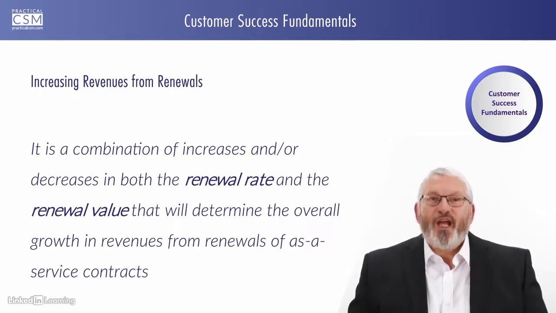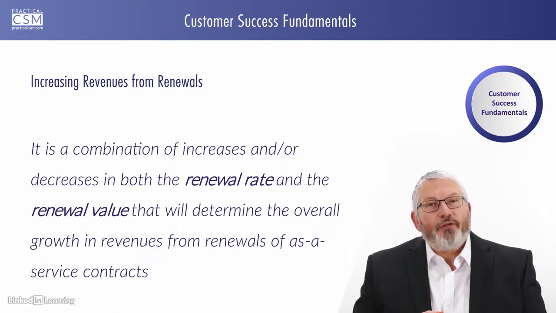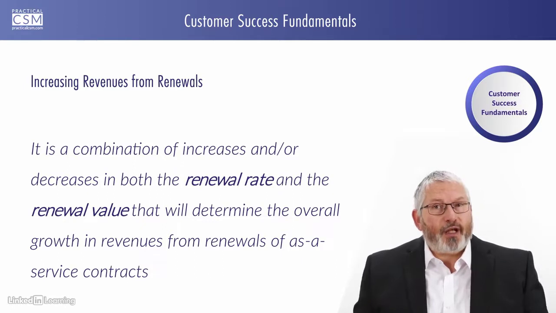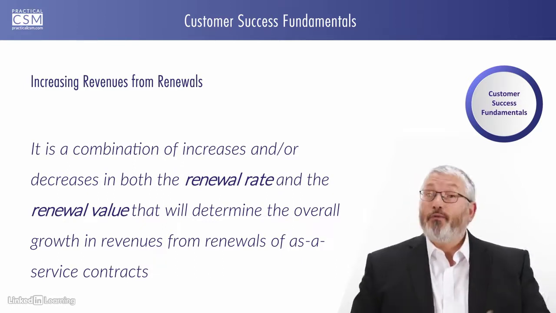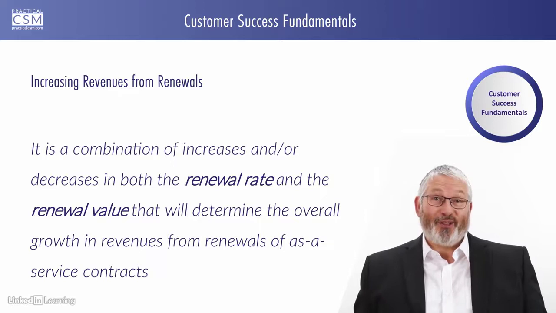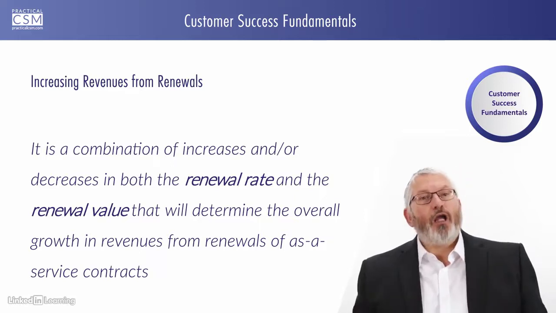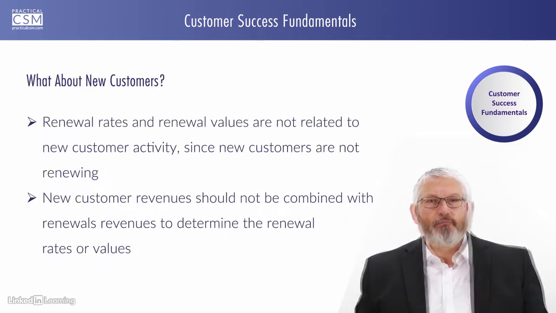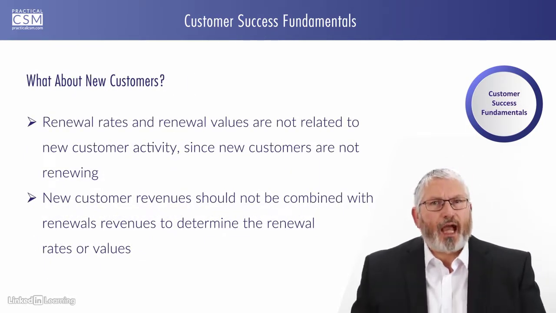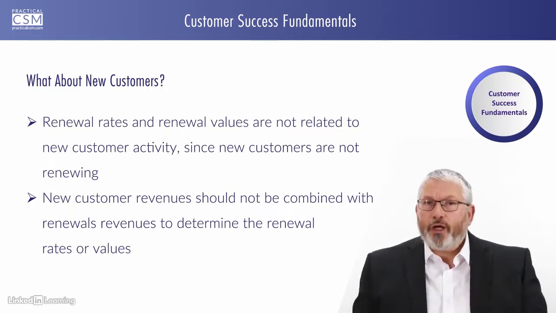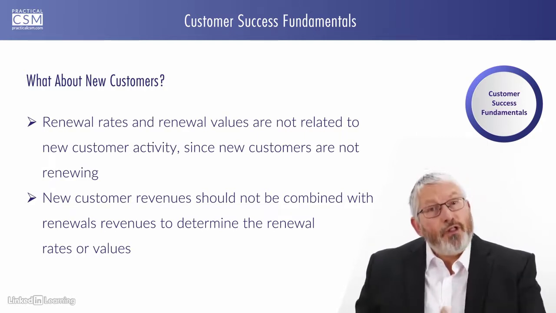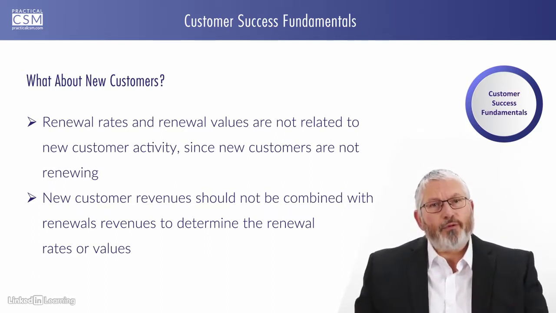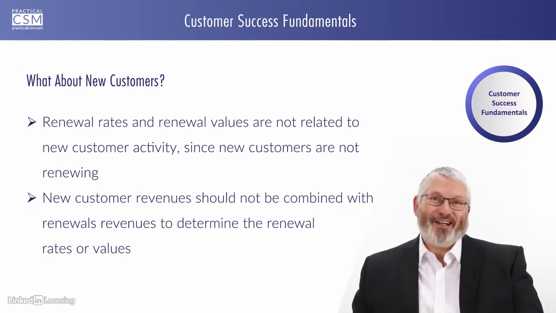So in summary, for contract renewals, it is a combination both of increases and or decreases in the renewal rate, i.e. the percentage of existing customers who renew their contracts, and the renewal value, i.e. the amount of revenue that contracts are renewed for, that will determine the overall growth in revenues from renewals of as-a-service contracts. Of course, this does not take into account new customers coming on board, since new customers are not renewing. Revenues from new customers need to be treated separately, because if these revenues are lumped in with renewals revenues, then they can easily hide churn.